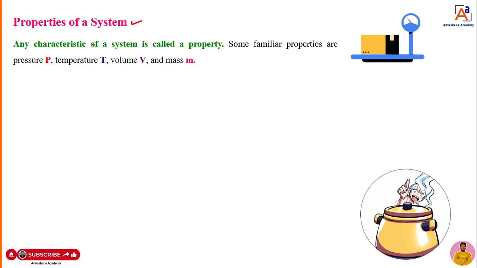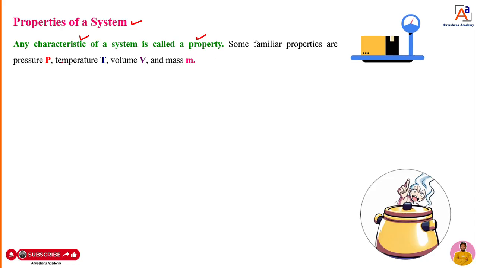Okay, so what is this now? The meaning of property is nothing but any characteristic of a system is called a property. That means you can take any system, it is going to have a characteristic. That characteristic may be anything, and we can call it a property. So a property of a system is defined as any characteristic of a system. Some properties we can list here.